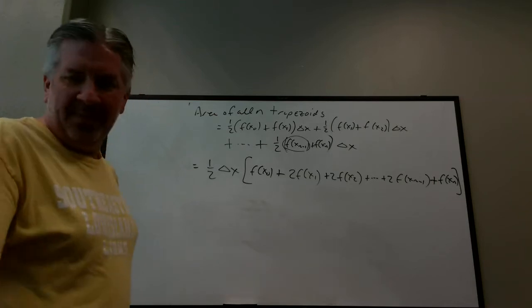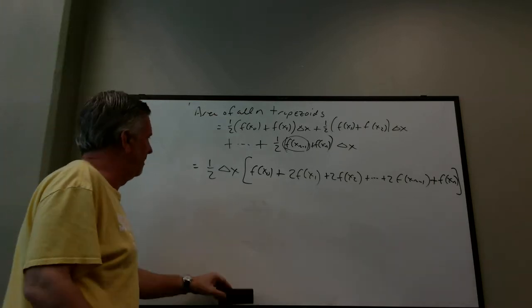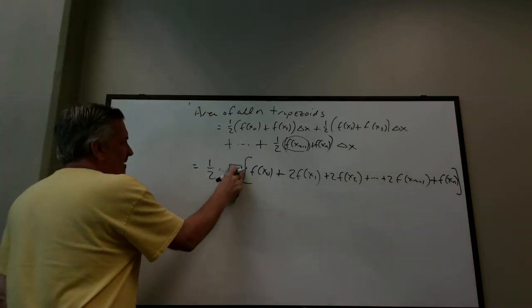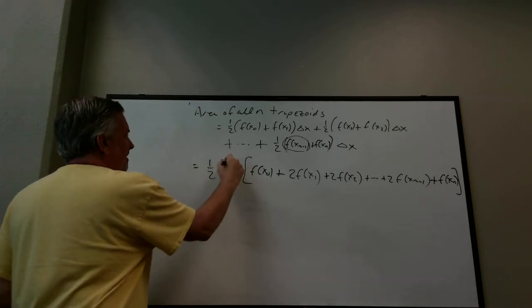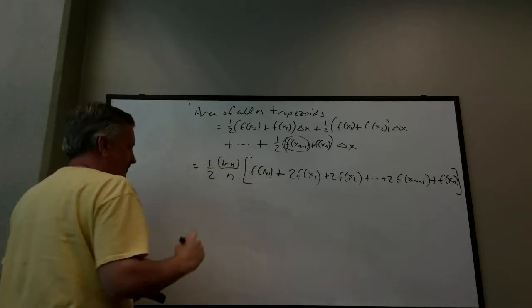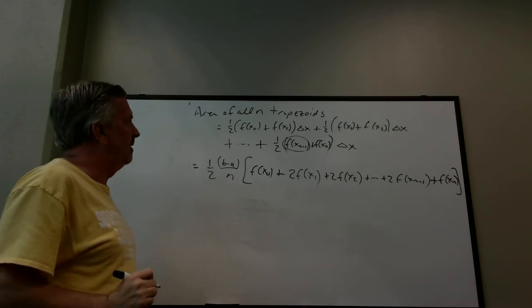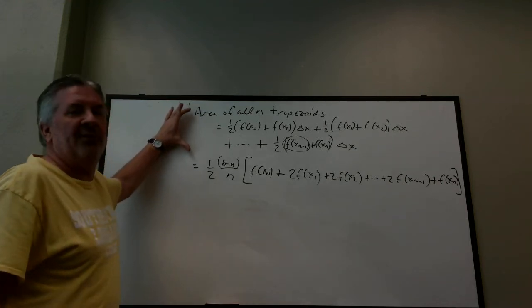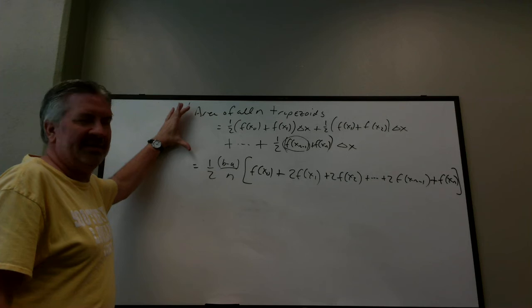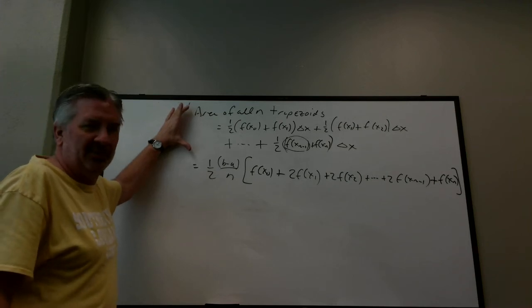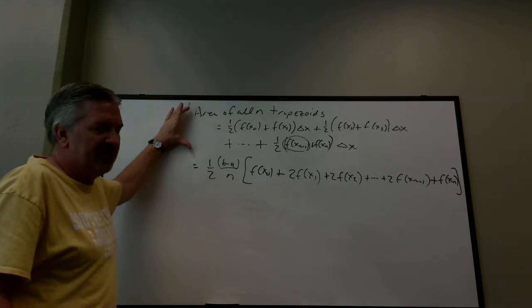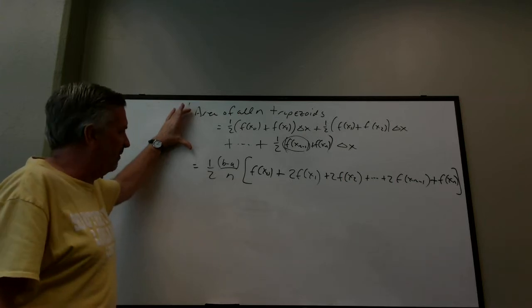Now, just to match the theorem there, we could replace delta x. Remember, the formula for delta x is (b minus a) over n. So this is the formula for the area of the trapezoids. Now realize the area of the trapezoids is not going to be equal to the area under the curve, just like the area of the rectangles is not equal to the area under the curve.